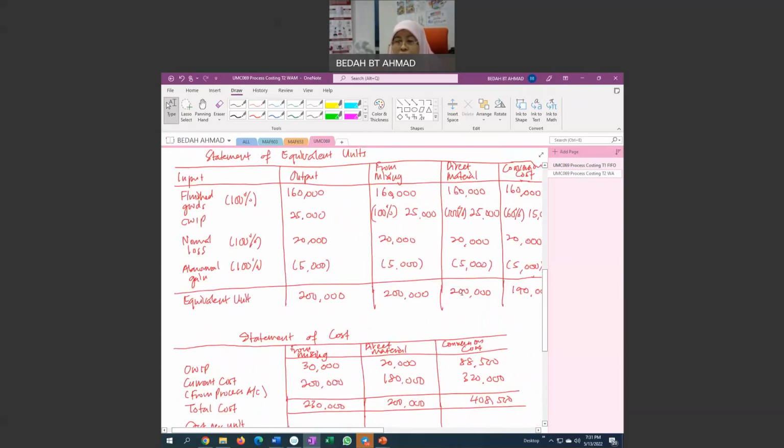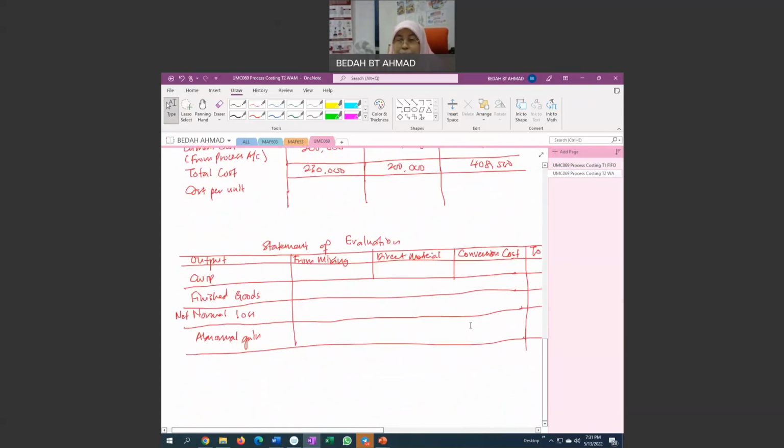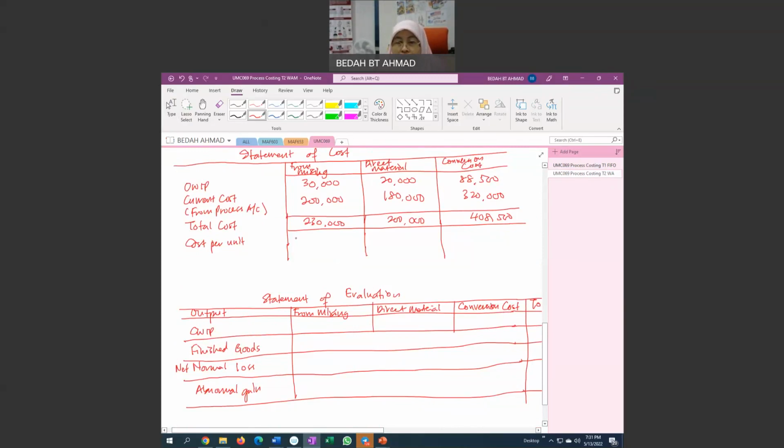From mixing, 200,000. So this one for this one, this one for this one, and this one for this one. So 230,000 divided by 200,000, and here 200,000 divided by 200,000. So here we got RM1. Here is RM1.15. And here 408,500 divided by 190,000. So it is RM2.15.